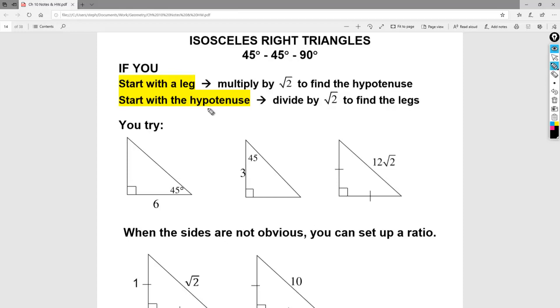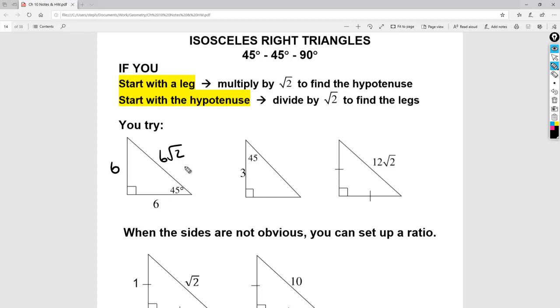So, first example, I'm given these sides. I have 6. I know this is a 45, 45, 90. So I know that my other leg must be 6. I know the hypotenuse is going to be 6 root 2. And that's it. I'm done.